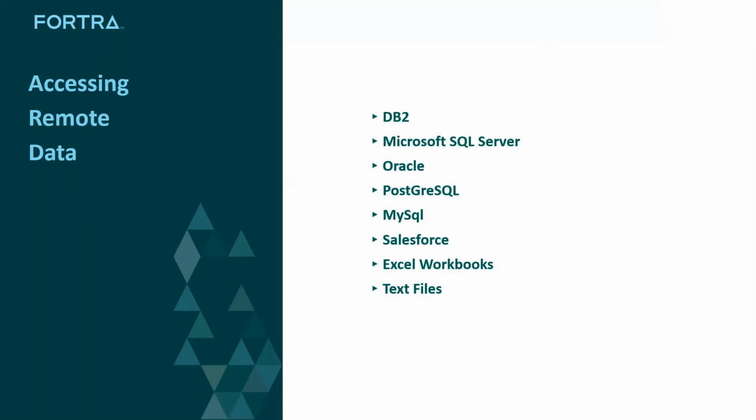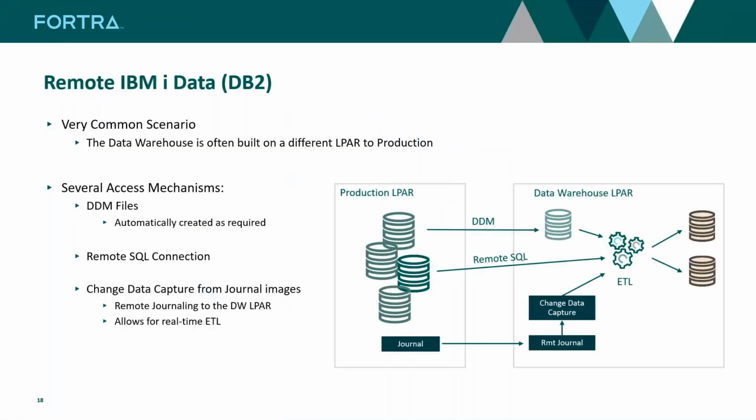So let's now start to look at the different types of remote data that is supported by SQL Data Warehouse. Most of the common commercially available databases are supported, but probably most commonly you will deal with some sort of IBM data. It might be local data on the same LPAR, or more often than not, the data warehouse is built on a separate LPAR to production, so you'll be dealing with remote IBM data in a DB2 format. You have three different mechanisms that you can use to access that remote data.